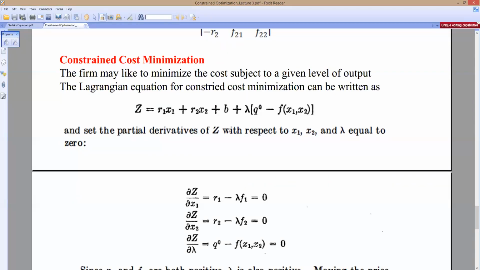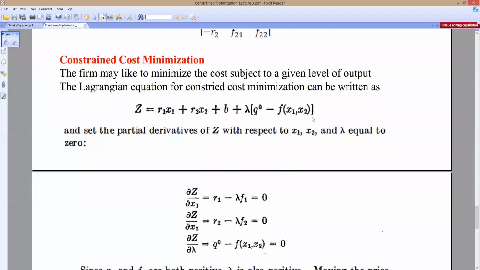Constraint cost minimization, that is given by Z is equal to r1x1 plus r2x2 plus the Lagrange multiplier, and that is multiplied with the constraint q naught minus f of x1, x2. So here, I hope you are understanding, there is a single isoquant which is given by q naught equal to f of x1, x2, and there is the cost, so subject to this particular level of output, we have a set of isocost lines. So we are expressing this particular function.